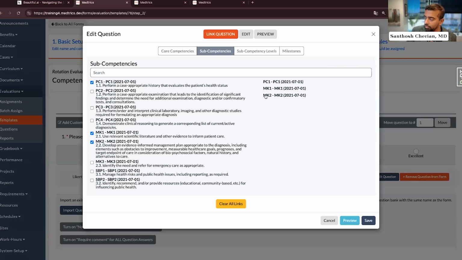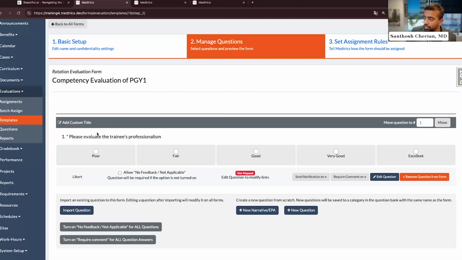But the key thing is you're able to pick which sub-competencies this question aligns with and get data about those sub-competencies without giving faculty members all this academic jargon. Faculty members will see a simple question that they're going to want to answer, but behind the scenes, you're getting the competency data that you need.